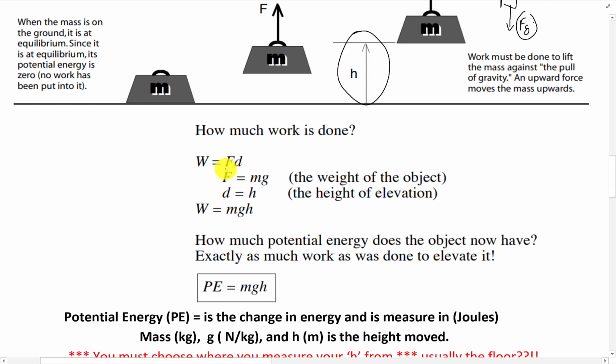So how much work is done? Force times distance. The force is mg. The distance is the height. So work is equal to mgh. So how much potential energy does that object have? Exactly as much work was done to elevate it. So the potential energy is mgh, and that is our formula that we use a whole heck of a lot in physics 11 and 12. mgh is potential energy.